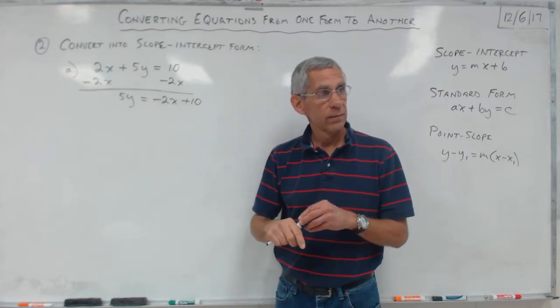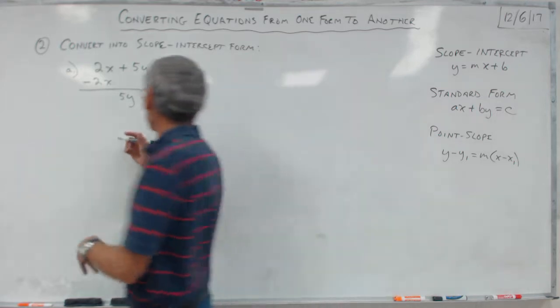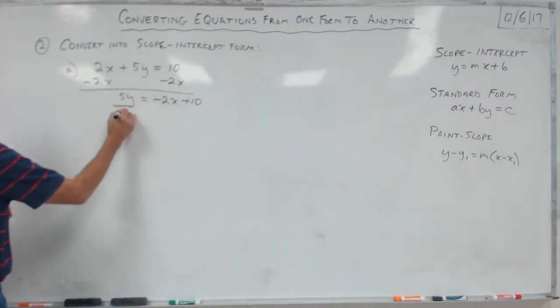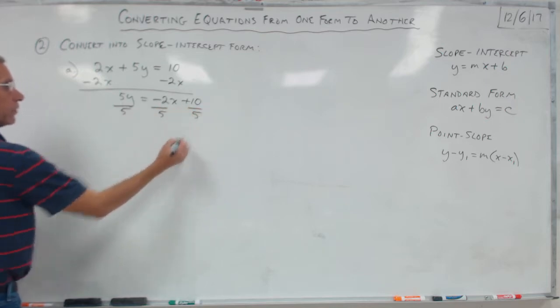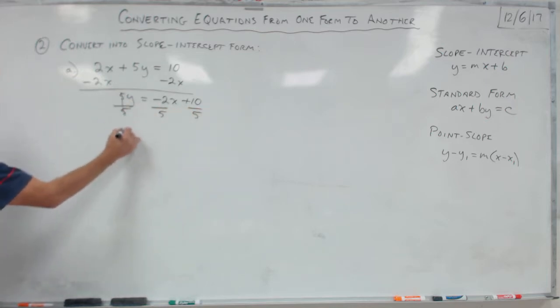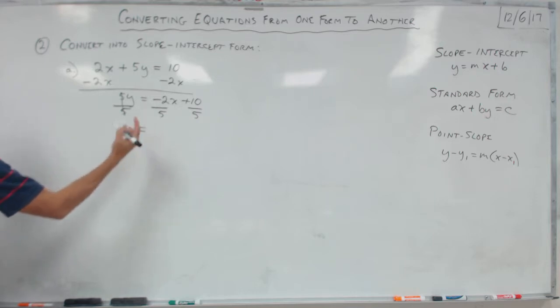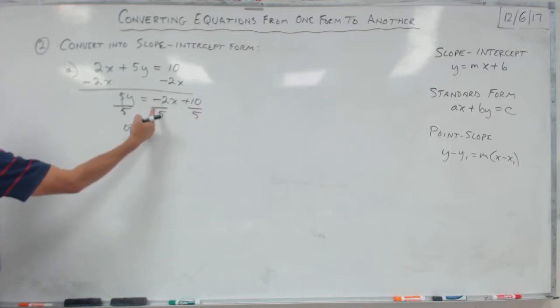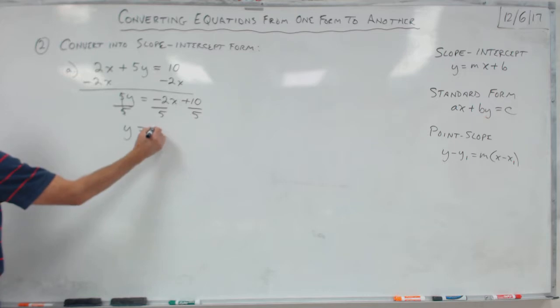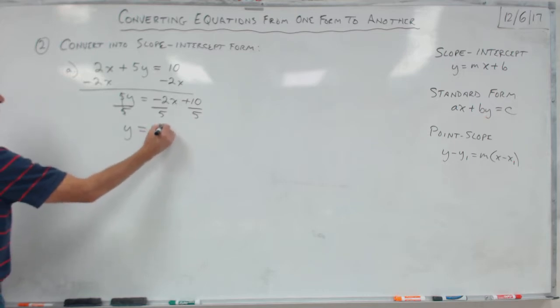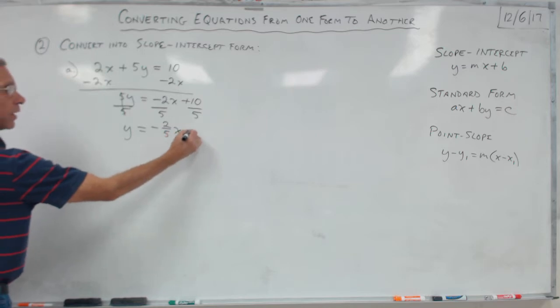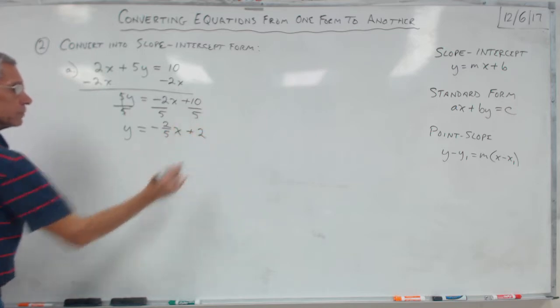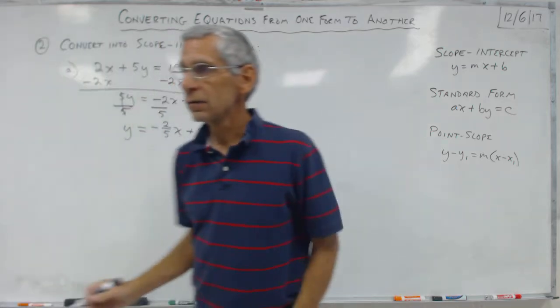Yes, Irene, that would solve it. So I'm going to divide everything by 5. Everything by 5, so that means this crosses out. That gives me y equals negative 2/5 x plus 10 divided by 5, which is 2. Pretty easy, right?